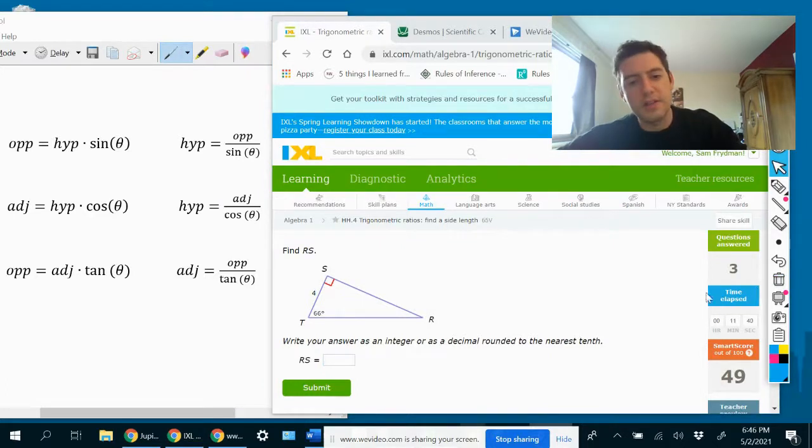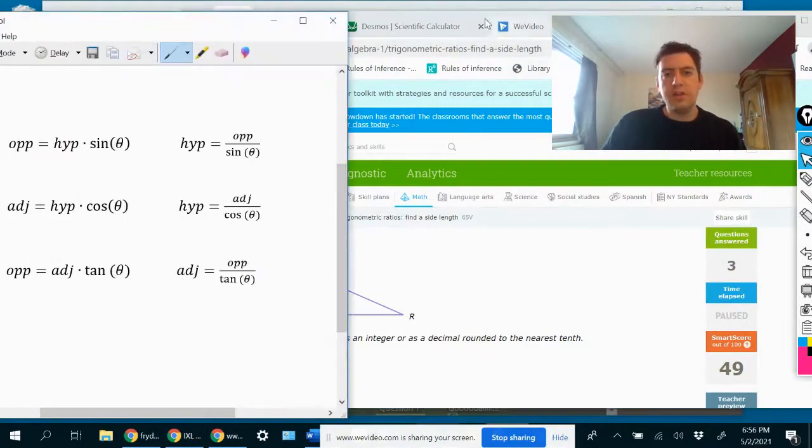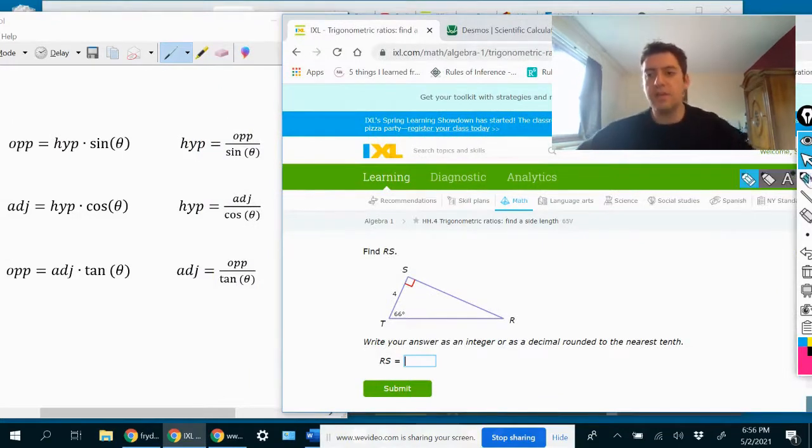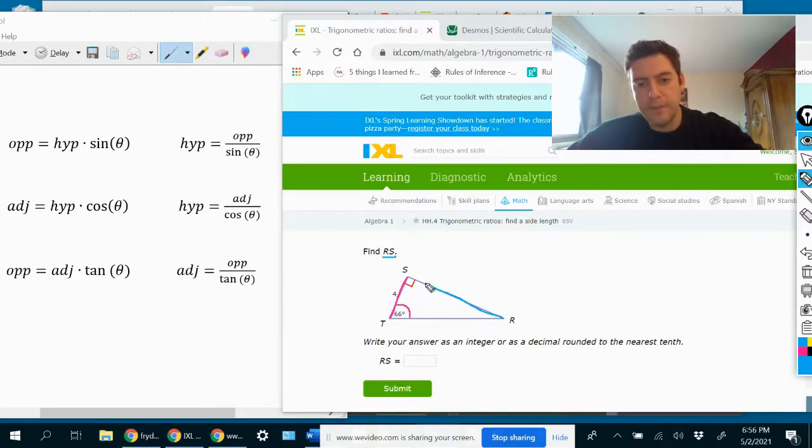So is this problem different from ones that we've done before? Find RS. All right, so actually, this problem is the same as one of the others we've done already. In this case, we look at this angle over here, and then look at the side length which we're given. This side is adjacent to this angle. So we know what the adjacent side is, and the question told us to find RS. RS is opposite this angle. So we're given the adjacent side, and we have to find the opposite side.